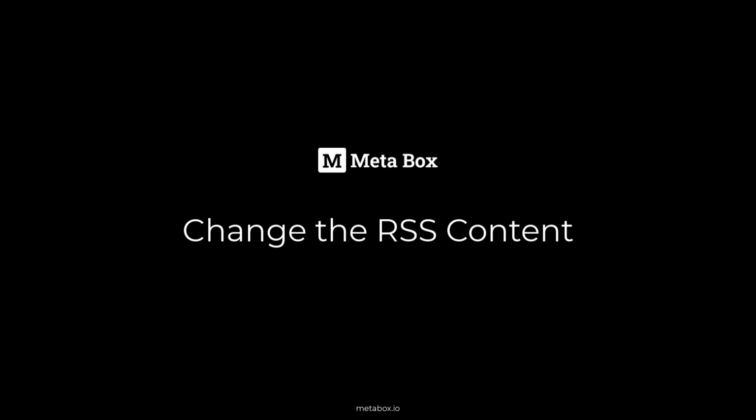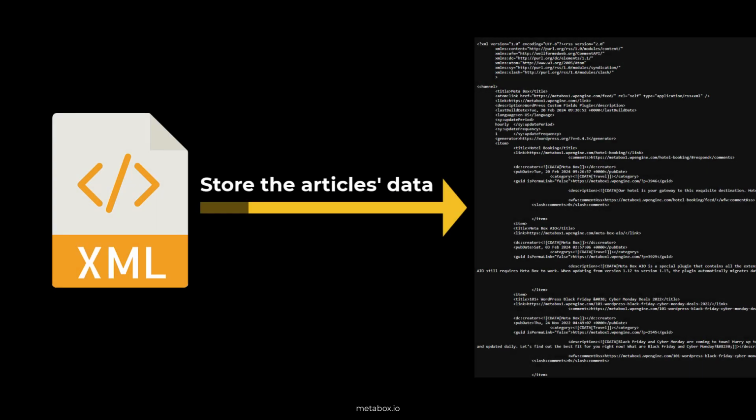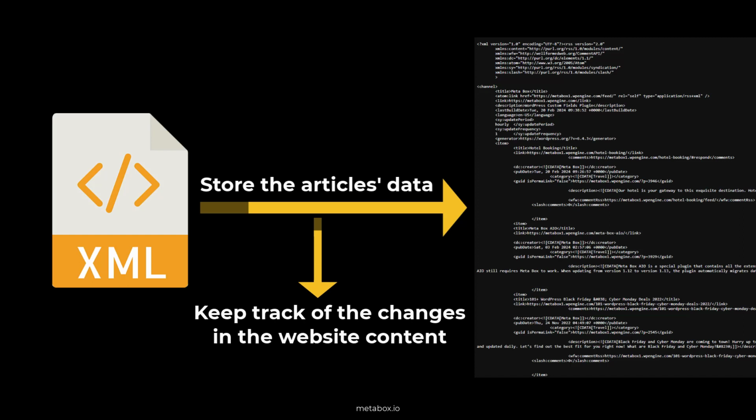Today, we are going to get information from custom fields created with MetaBox, then include them into the RSS feed. As you know, RSS is an XML file to store all the data of articles on your website. It helps to keep track of the changes in the website content. If your products or posts have a lot of information added from custom fields, this information won't automatically be updated in the RSS feed. To include them into the RSS feed, you need to perform some operations.